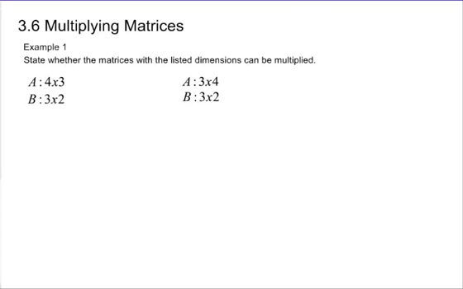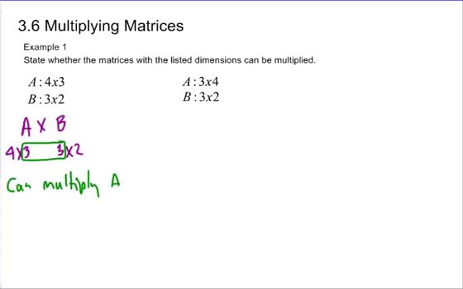What we want to look at is, if I do A times B, then I take a matrix that has the dimensions of a 4 by 3 and a matrix that has the dimensions of a 3 by 2, and I ask to multiply them together. In order to multiply matrices together, these inside numbers have to match. So the question is, can we multiply A and B? And the answer in this case is yes.